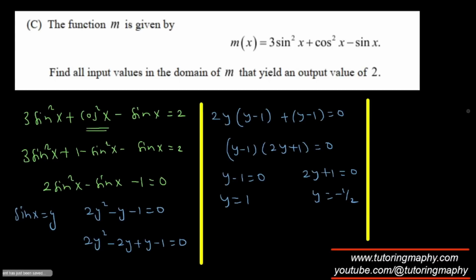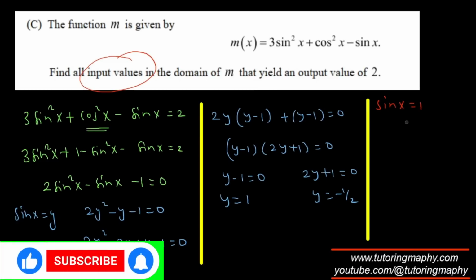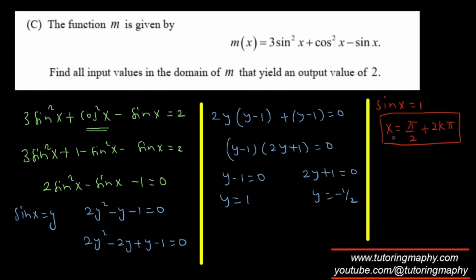So when y is 1, what is y? y is sine. So when sine is 1, what is the value of x? And remember, we need to find all the input values, so we have to generalize this. Sine is 1 on the unit circle only at pi over 2, right? So we will say pi over 2, but we will add 2k pi so that we generalize the solution. So that's a generalized solution.